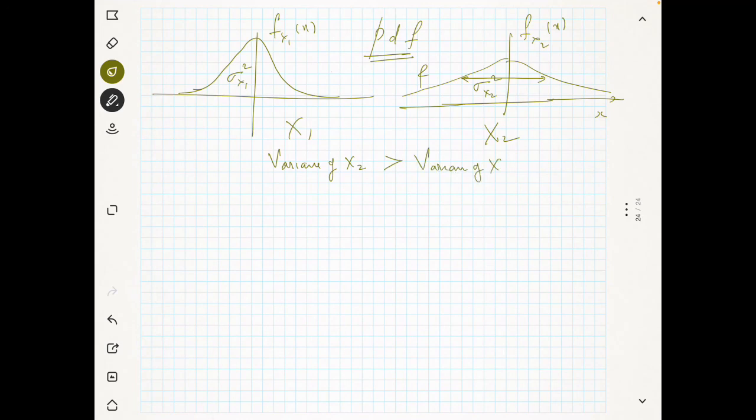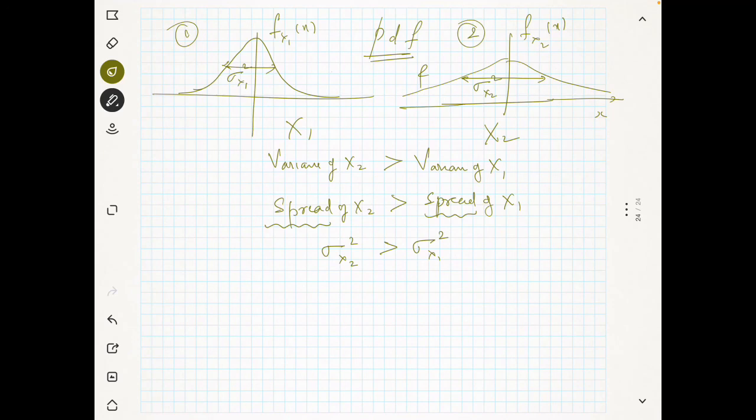That means the spread of x2 is greater than the spread of x1, that means sigma x2 square is greater than sigma x1 square. So the variance actually means the spread of the random variable. You can see how much it is spread. The spread in the first case is less when compared to the second case, so the second case has more spread. This is a very, very important notion.